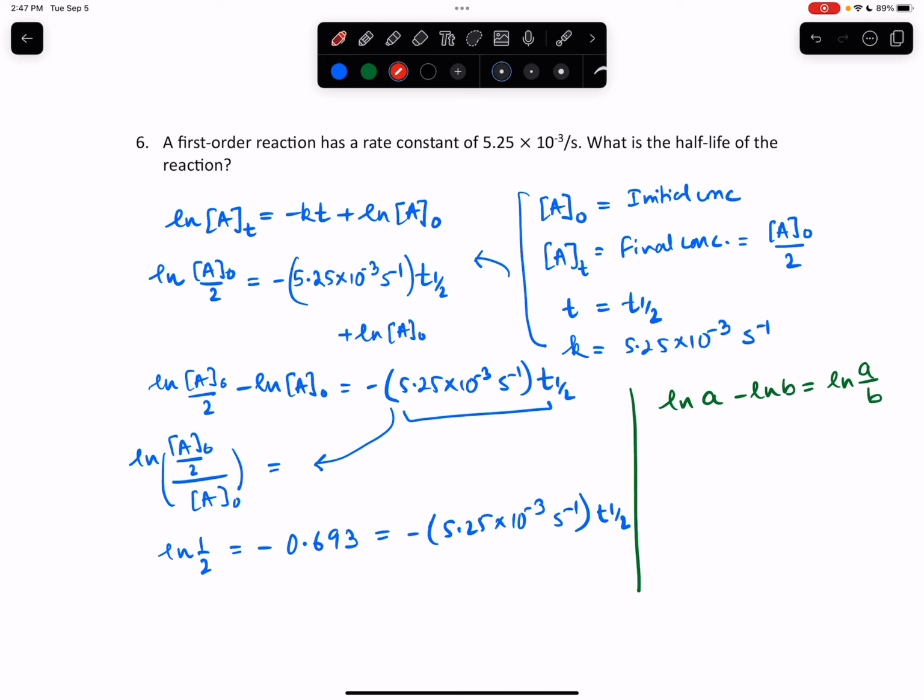So we'll just cancel out the negatives on both sides, and then essentially we'll divide both sides by this term out here. And when we do that, we get t 1/2 is equal to 132 seconds. And there you have it. This is the half-life of the reaction that we are asked a question about. I hope that made sense. Thank you for watching.